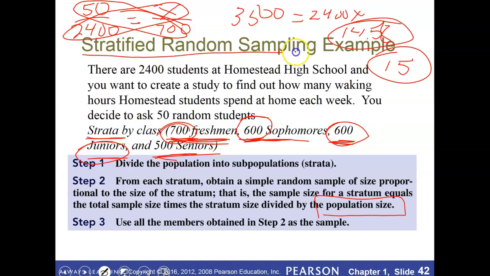That's an example of stratified random sampling, and you break it down into groups that are called strata based on a particular characteristic that might lend itself to having different answers based on what you're looking for in your sample.